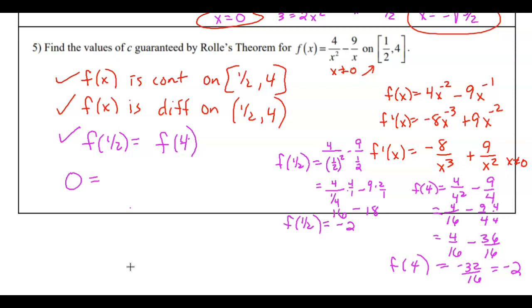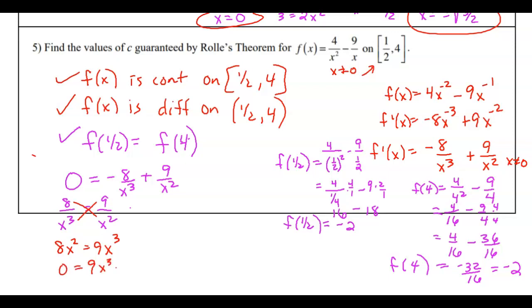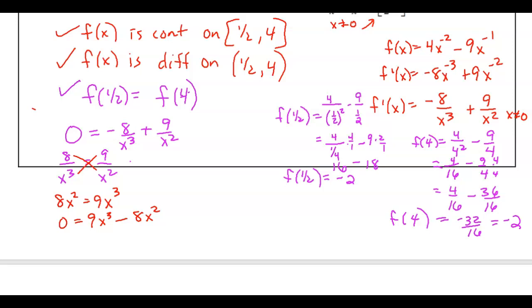So now we can take our derivative and find it. Well, I'm going to add this to the other side. Because this is a proportion, this is the only time you're allowed to cross multiply. So 8x squared equals 9x cubed. We want to get everything to one side. I know it seems like we're going backwards, but we need to get rid of the fraction. That's why we did this. We're going to factor out x squared. Set them both equal to 0.